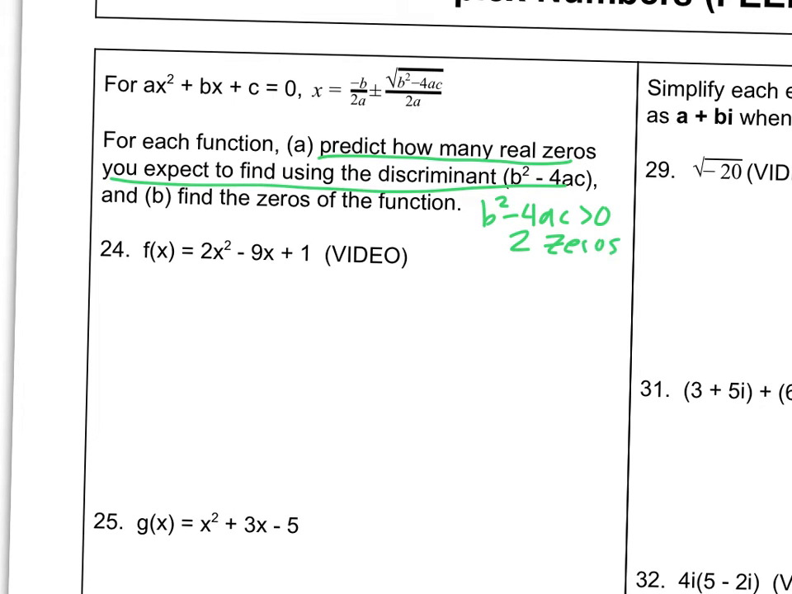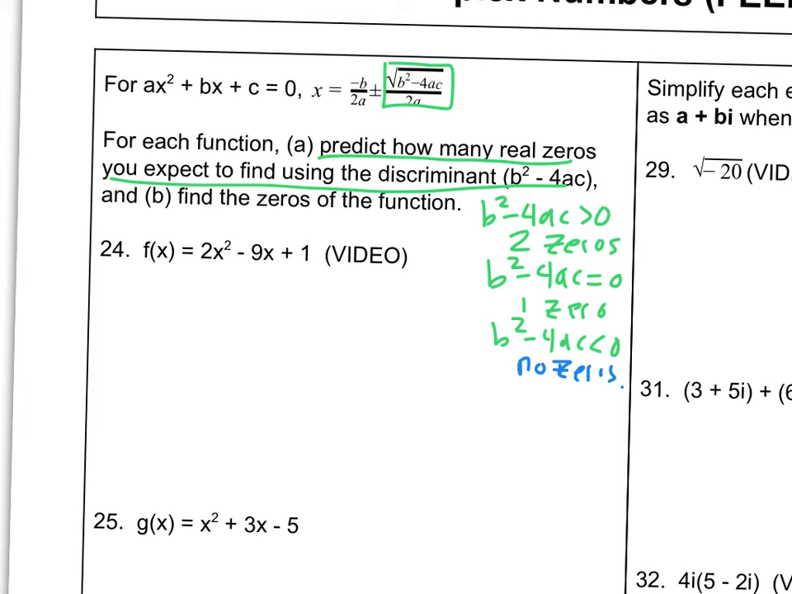If it's 0, that means that this whole piece goes away and you're left with just the vertex. You end up with a 1, 0. And if it's negative, that means that inside the square root is negative, means we have an imaginary number, and that means that we have no real zeros. I like how I changed colors before I wrote that.